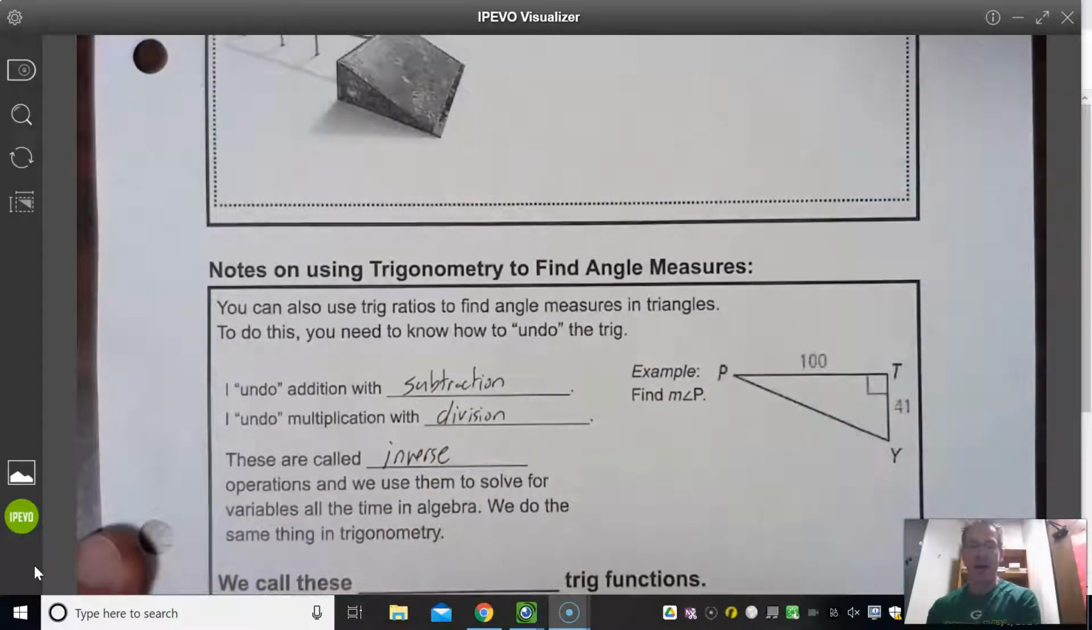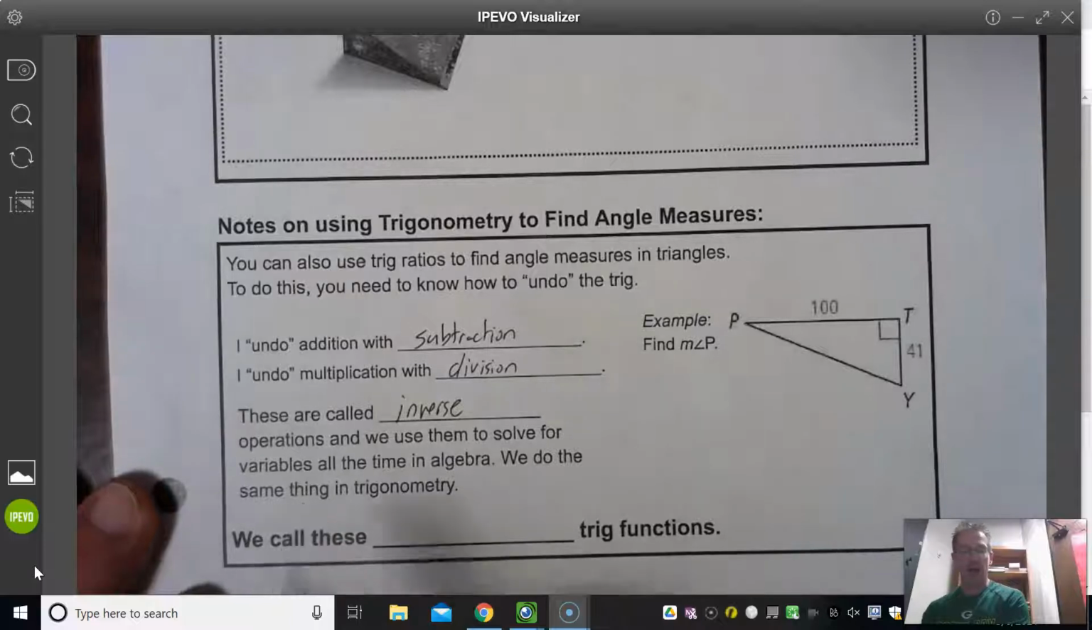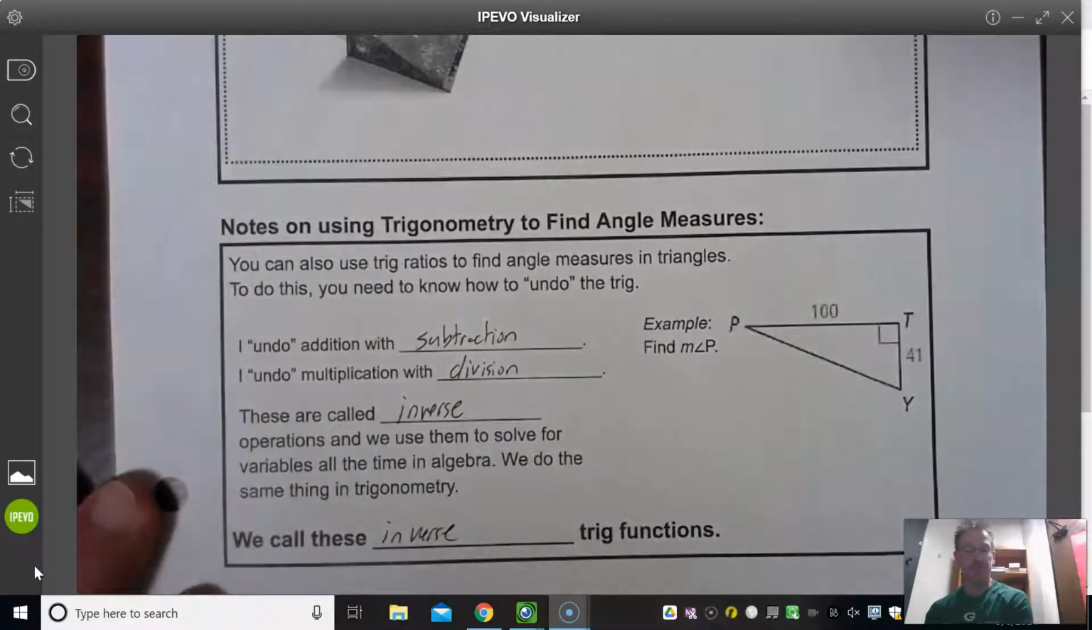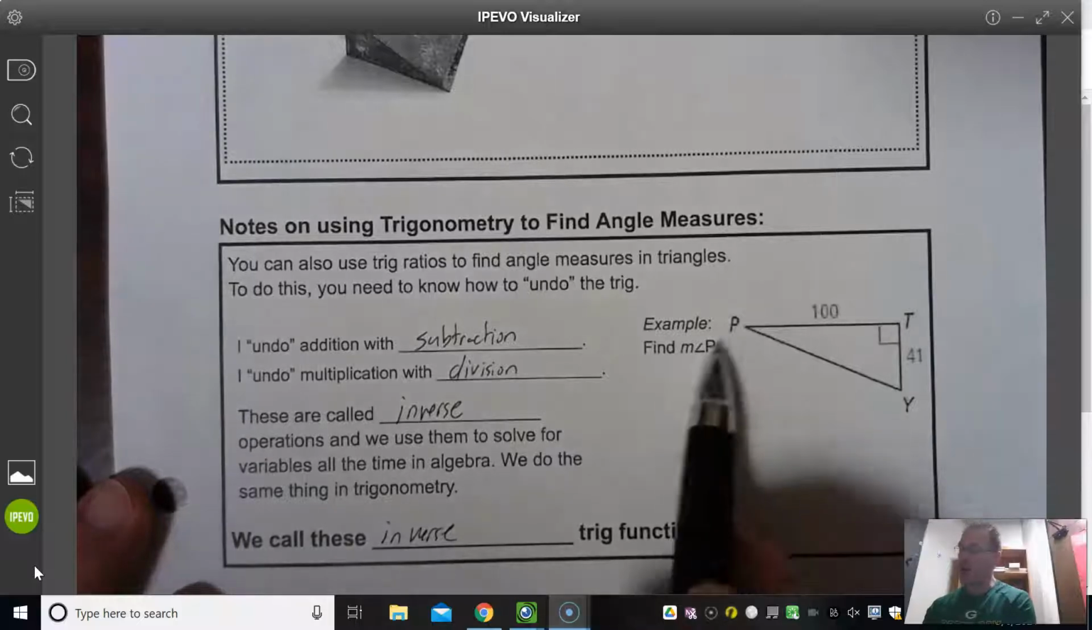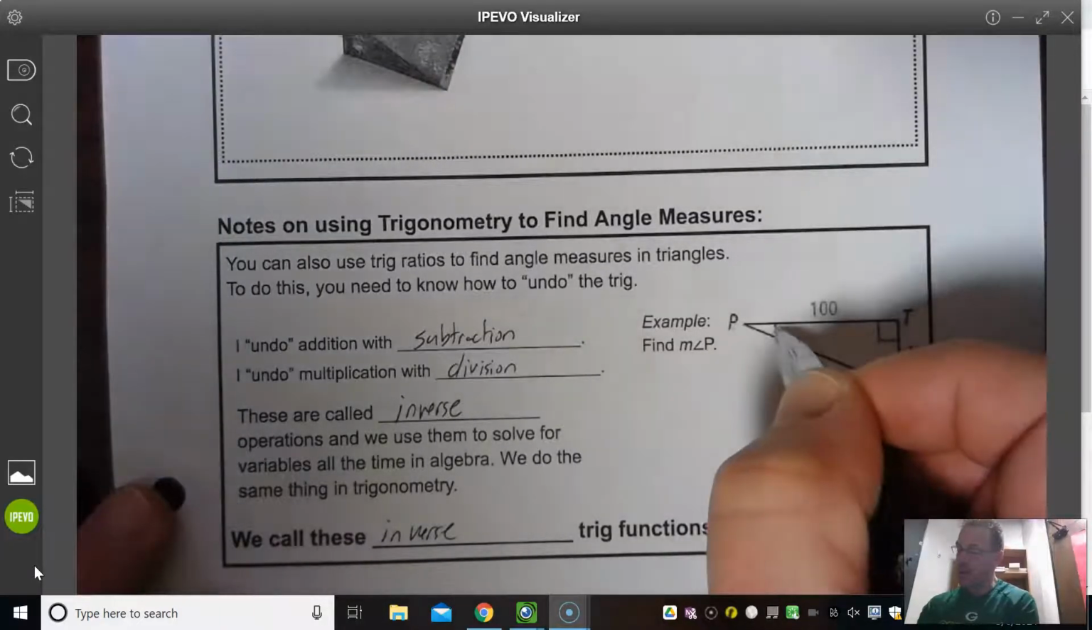And so every operation in mathematics has its own inverse. So when we're solving for angles, we're going to use an inverse trig function. For example, I want to find the measure of angle P over here. Well, here's angle P right here.